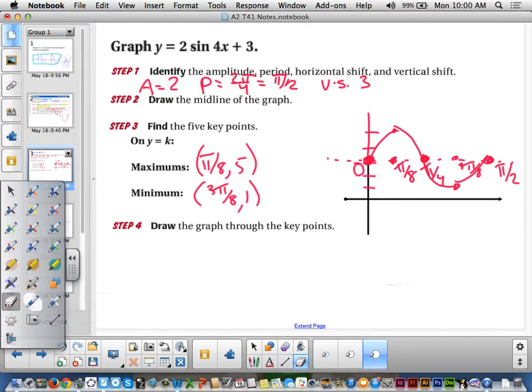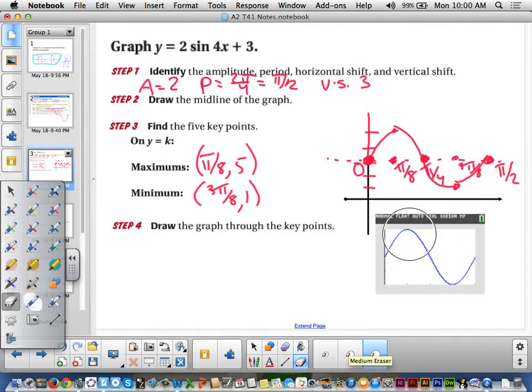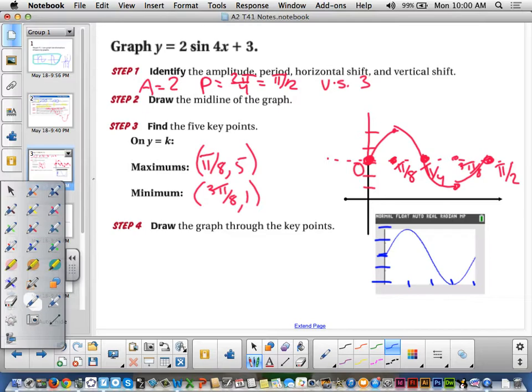All right? Here's kind of what it looked like when I did it on the graphing calculator. Very similar. You can see the equilibrium there. 2 down for the amplitude, 2 up, and shift it over.